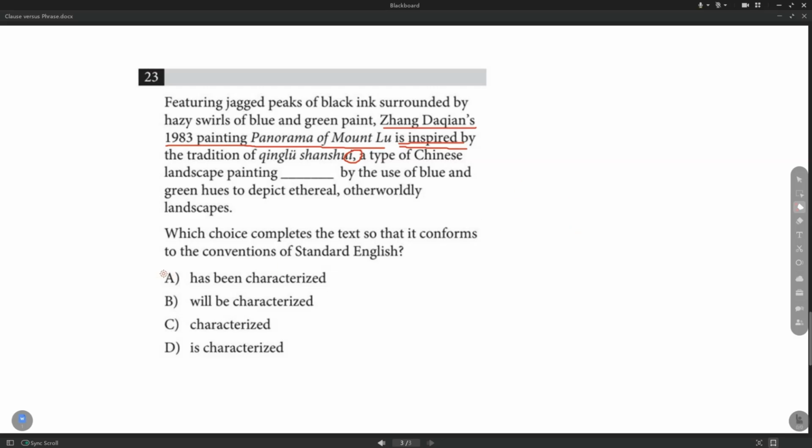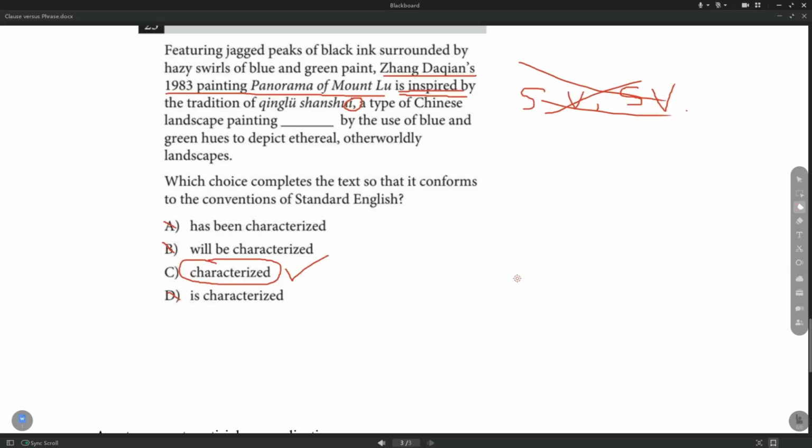A is out, has been characterized, it's a verb. B is out, will be characterized. D is out, is characterized. If you choose any of A, B, and D, you are creating a comma splice. So again, you may be sitting there thinking, but wait a minute, isn't characterized a verb? Well, it can be. It can also be an adjective.